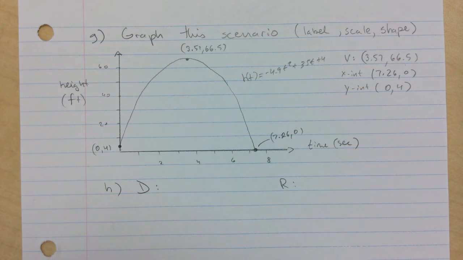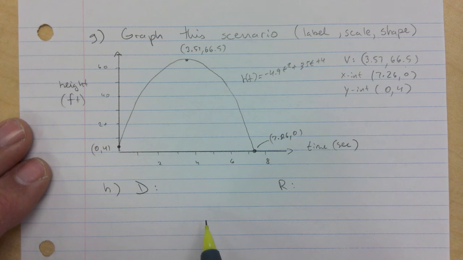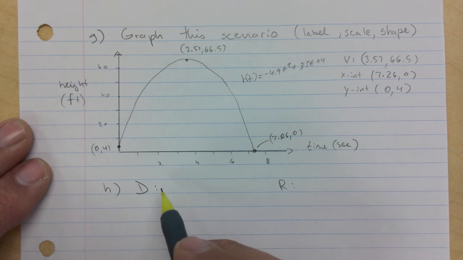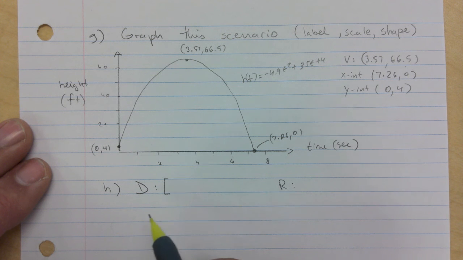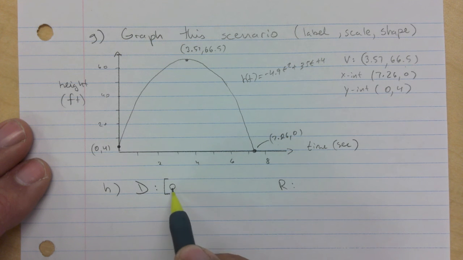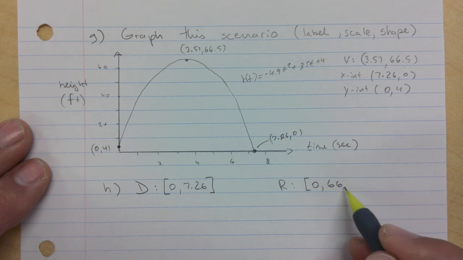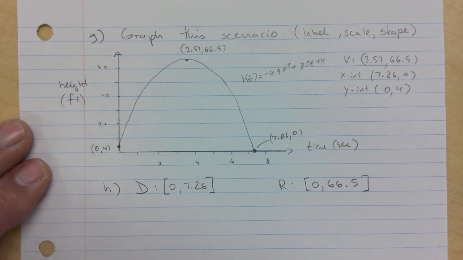Let's do domain and range before the bell. So the shape looks pretty good. There's no V or anything like that. My domain in this case, I like interval notation, okay? I go from time 0 to 7.26. And my range, I'm going from 0, because I do hit the ground, all the way to 66.5. This is interval notation.